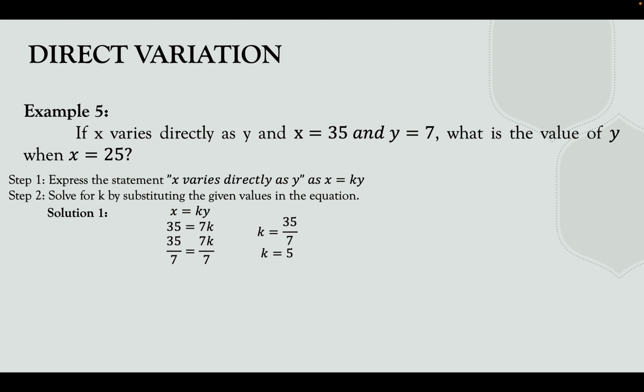And here also, we will have two solutions. You can use either of the two. Okay, let's proceed. So therefore, the constant of variation is 5.